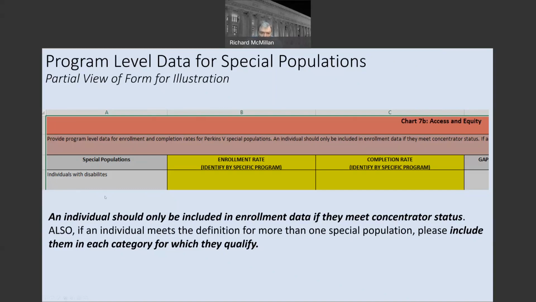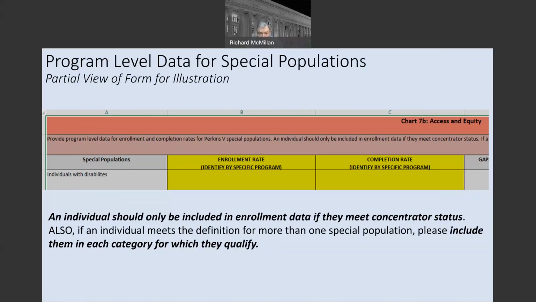Now, column B has the enrollment rate, and it indicates to identify by specific program. And then column C has the completion rate, identified by specific program. So we get into a little bit of detail. An individual should only be included in enrollment data if they meet concentrator status. So effectively, the enrollment rate is the count of concentrators.